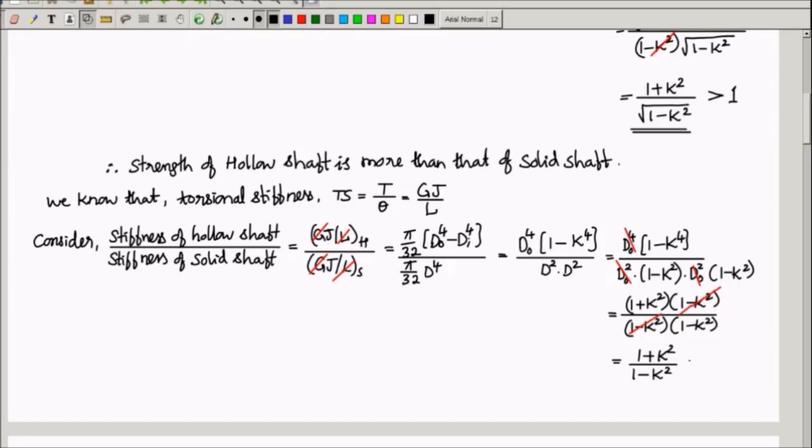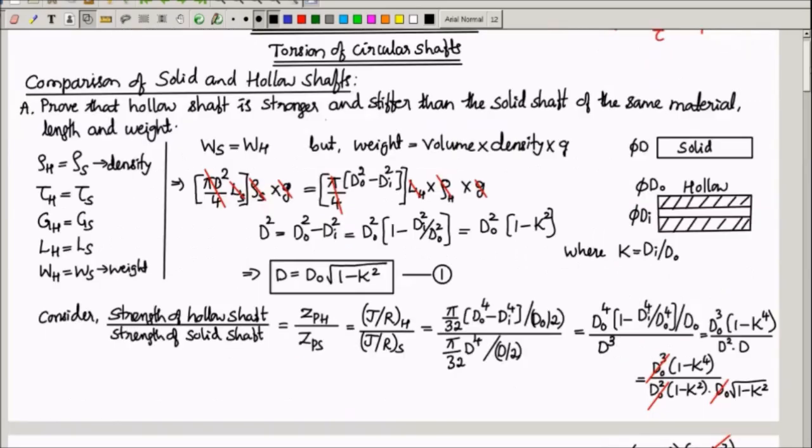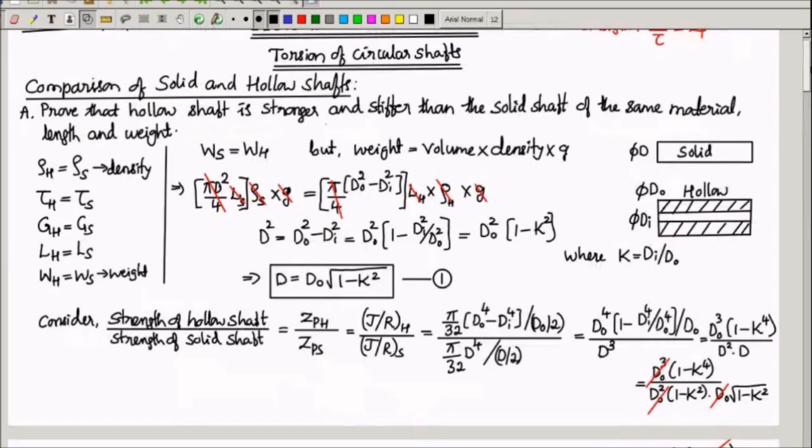Again, for any value of k, this will always be greater than 1. So that means the stiffness of the hollow shaft is more than that of the solid shaft. Okay, that's the proof. So this is one of the questions that can be asked. Prove that the hollow shaft is stronger and stiffer than the solid shaft. You have to do this much.